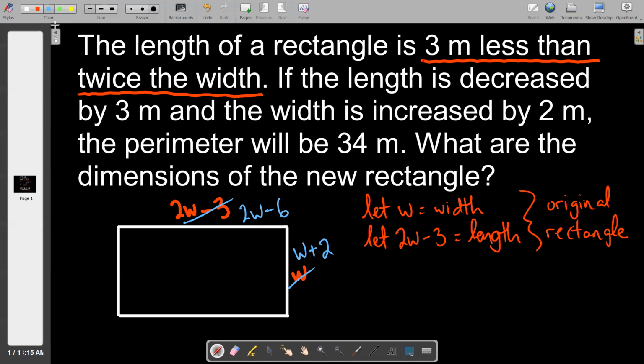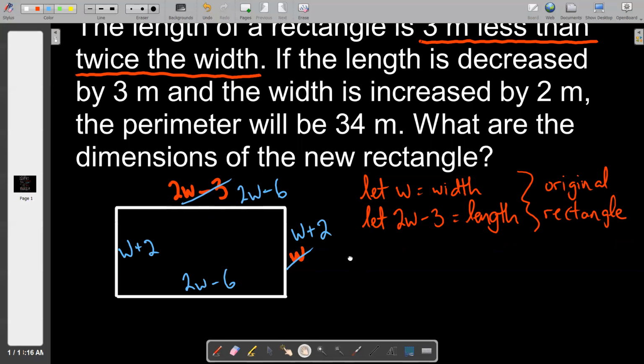So you don't need to label all 4 sides, but you don't want to pull a Zane on this one and forget that rectangles have 4 sides. So if you're the kind of person that's even mildly inclined to forget that, remember the bottom is also 2W minus 6, and the left is also, of course, W plus 2. From here on out, I would imagine that it would be pretty difficult to not be able to write an equation at this point. So we know that the perimeter post-change is going to be 34 meters.